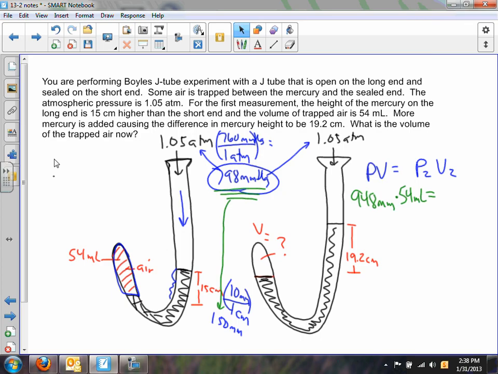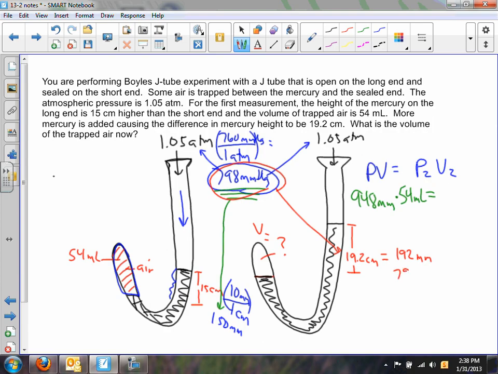We then added more mercury. Air pressure doesn't change, it's still 798, but now the difference in height is right here, which is 192 millimeters. When you add the 192 to the 798, you get 990 millimeters of mercury for the new pressure, and that will cause some new volume.